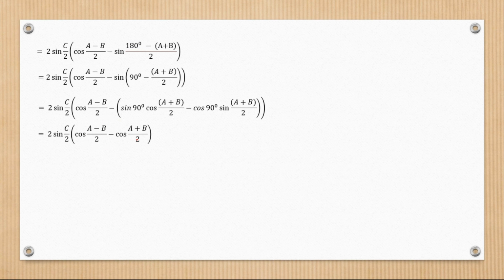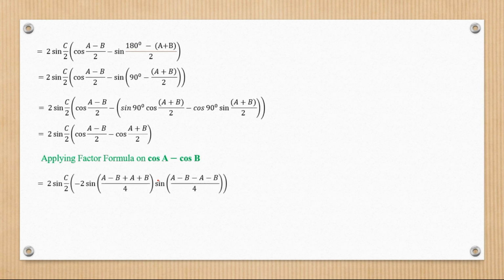Now that we have these looking similar, we can apply the factor formula again. So a factor formula for a cos minus cos. Applying the factor formula for cos A minus cos B, in this format, we end up with that. A cos minus cos gives a negative 2 sine sine. So this is what we end up with. So we have this plus this. That's why we have the values here, A minus B plus A plus B.